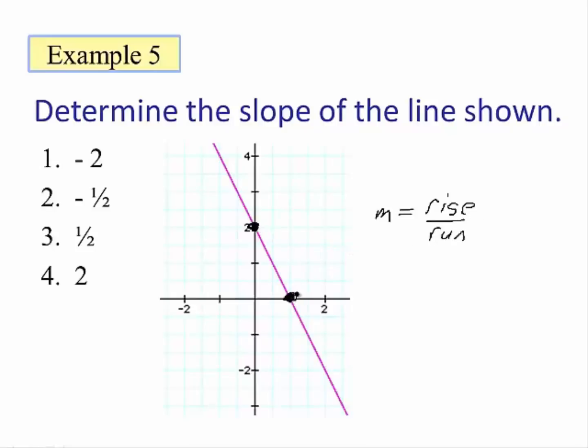If I go from this point to this point, the rise would be -1, -2, -3, -4. I went down 4 units. And as I go from this point to this point, I went over a positive 1, positive 2. So the run is a positive 2. And -4 divided by a positive 2 is -2 over 1, or we just say -2. So the answer is this one.